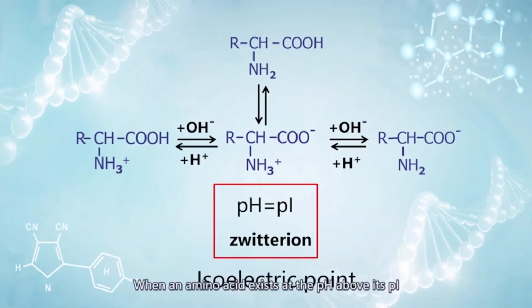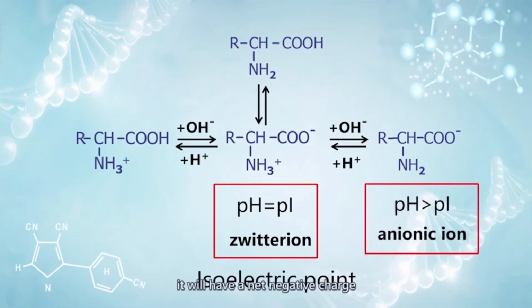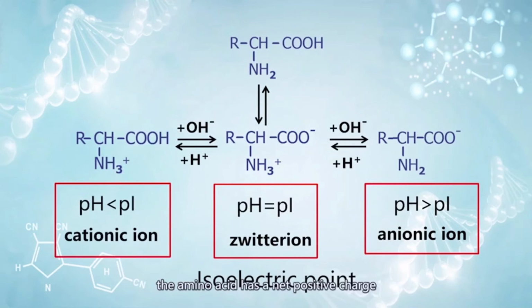When an amino acid exists at a pH above its pI, it will have a net negative charge. When placed in an electric field, this amino acid will move toward the positive electrode. At any pH below its pI, the amino acid has a net positive charge and will move towards the negative electrode. The farther the pH of an amino acid solution is from its pI, the greater the net electric charge of the amino acid.